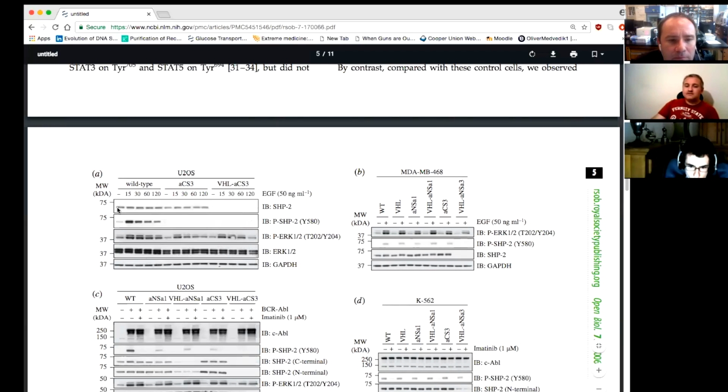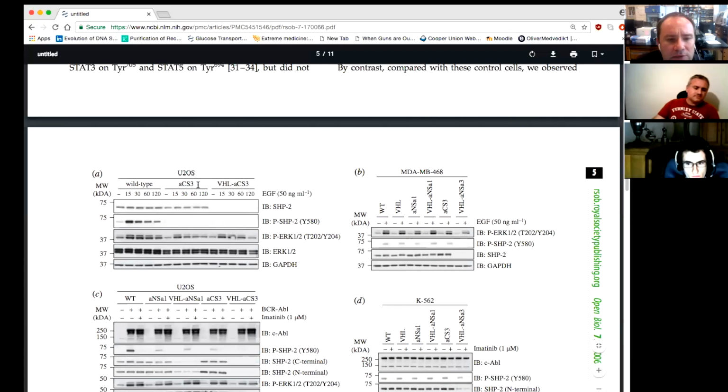Wild type, you keep adding EGF. The SHP2 levels actually look like they go slightly down, but you can see that the phosphorylation goes up, right? So by adding in EGF, the phosphorylation levels go up. So this is downstream, right? The SHP2 phosphorylation goes up and the ERK1/2 phosphorylation goes up.